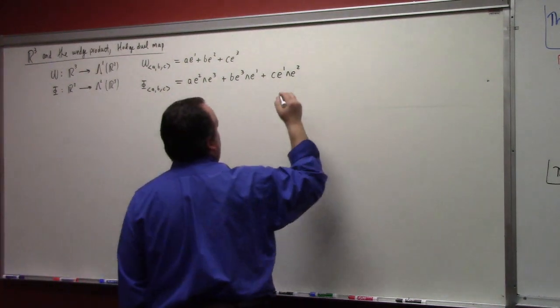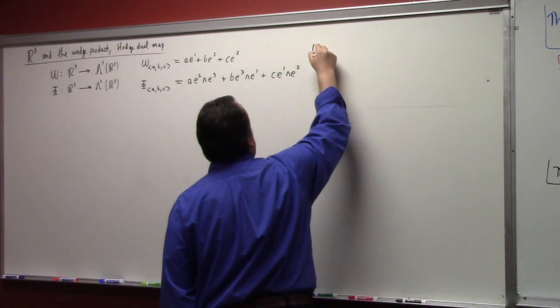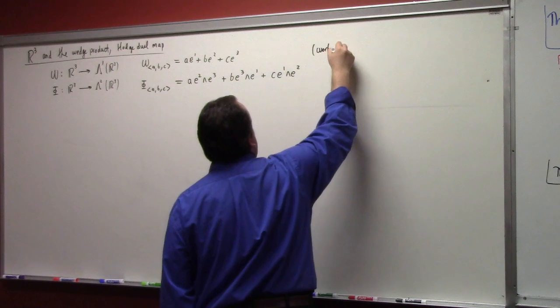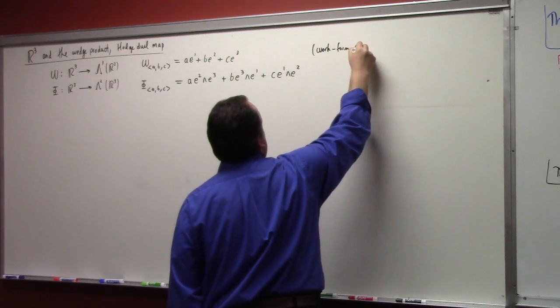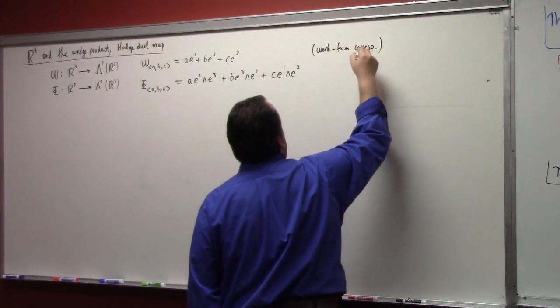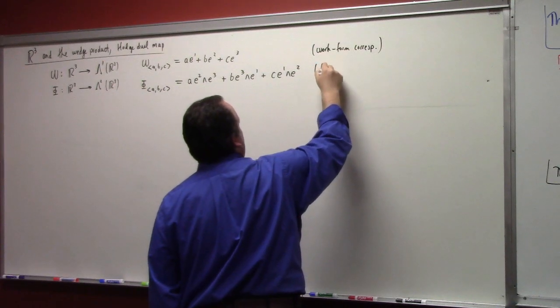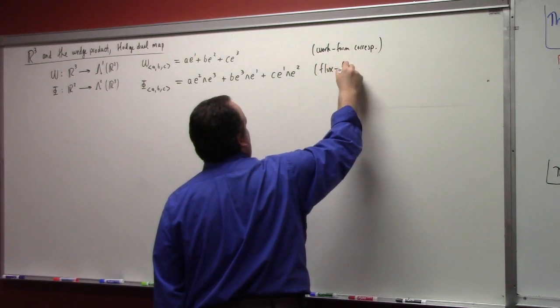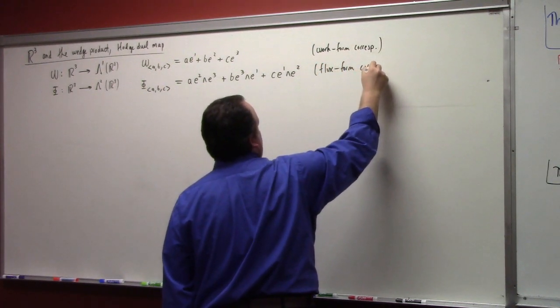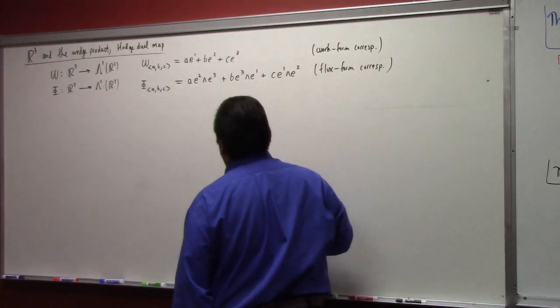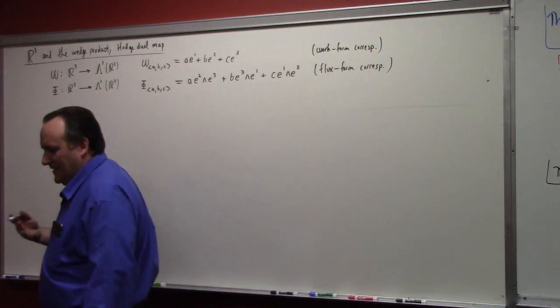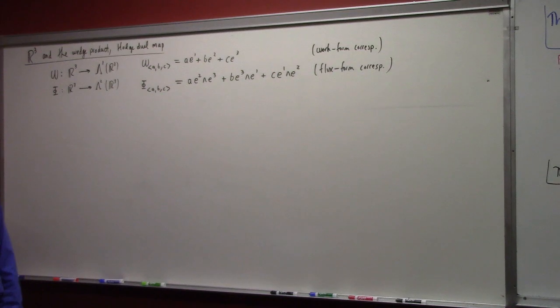So this is the so-called work form correspondence. And this is the so-called flux form correspondence. Although that terminology really belongs more properly in the next chapter, where we're actually talking about vector fields and differential form fields. Now, oftentimes when people talk about a differential form field, they just say differential form.